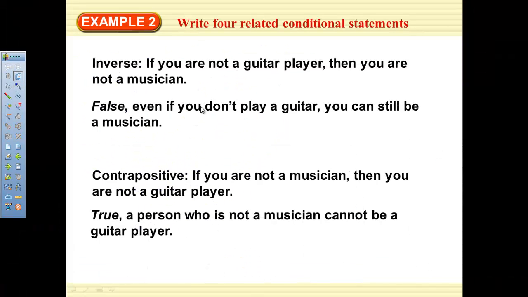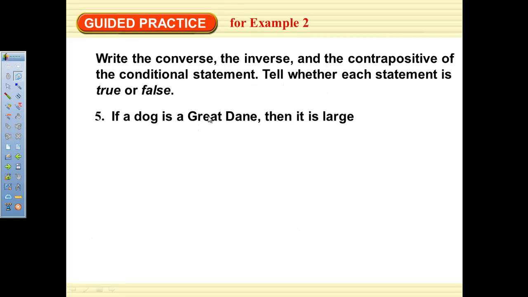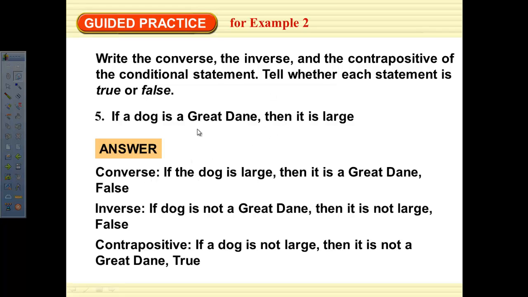I'm going to show you a couple more examples. Just go through those a little bit quicker. We have the statement, if a dog is a Great Dane, then it is large. This is our conditional statement, and that is true. So the converse, we switch the large. And remember, there was no dog here, so we have to say, if a dog is large, then it is a Great Dane. That's false, because we could have a dog that is large but not a Great Dane.